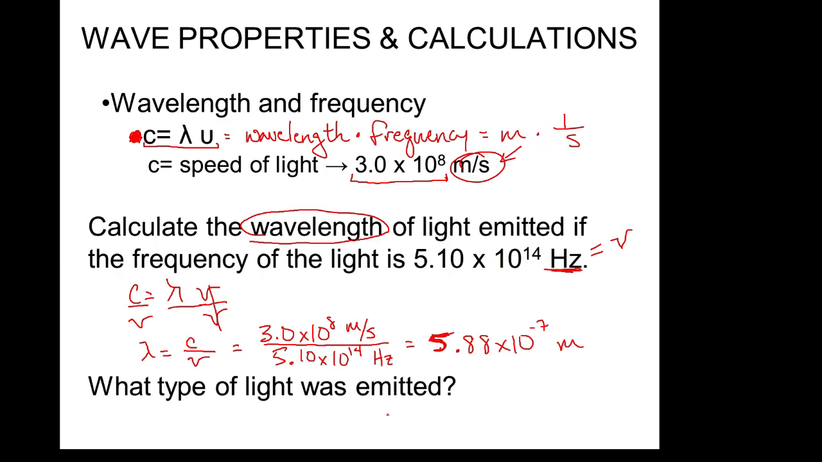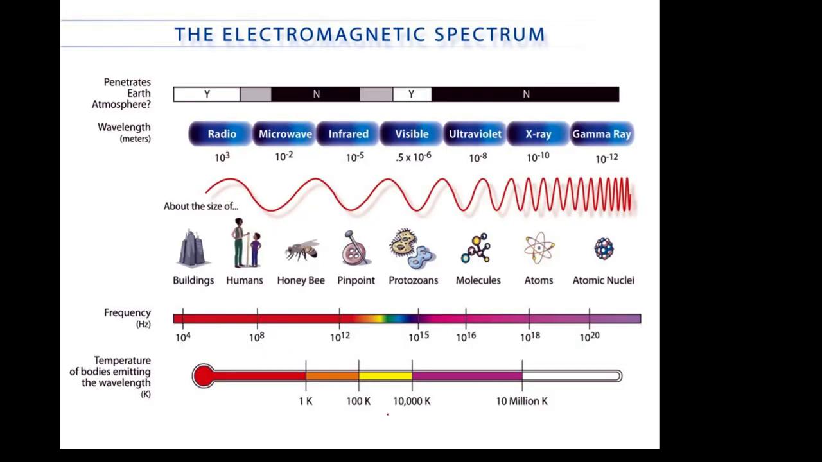Well, the only way to do that is by looking at an electromagnetic spectrum, unless you have the whole thing memorized, in which case you know more about it than I do. Okay, so I don't have it memorized. So here we go. The value we were looking at was 5.88 times 10 to the minus 7th. So 10 to the minus 7th is the part we're going to focus on.